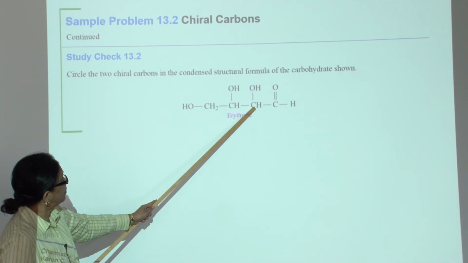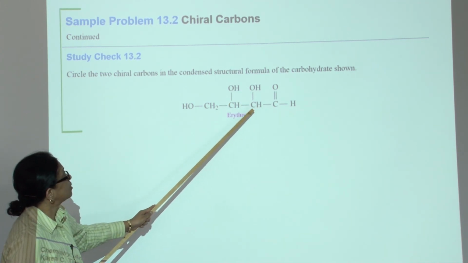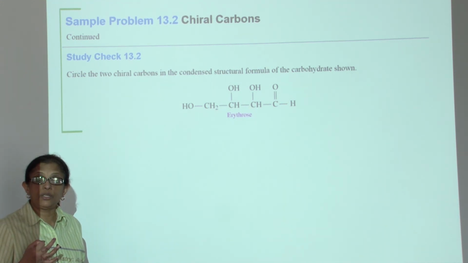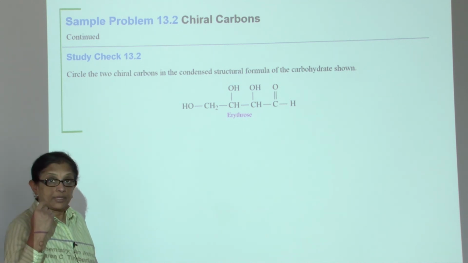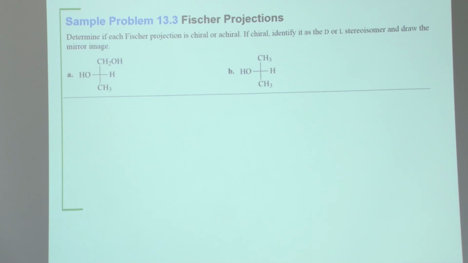This is the second carbon. There are 4 different groups. So this is our second chiral carbon. So again, for a chiral carbon, you need 4 different groups attached to the carbon. So that makes it a chiral carbon.